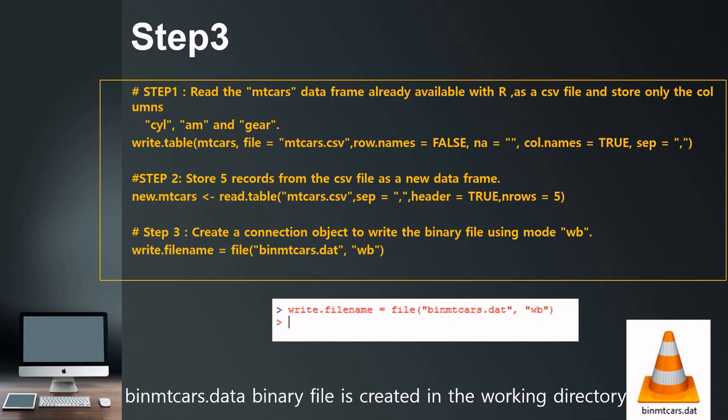So step 3, I am just writing the write file name file. So bin empty cars dot dat will be created, and W indicates write and B indicates the binary file. So one binary file will be created with the name bin empty cars dot dat in the current working directory. After execution of this, one binary file is created, and in my system the .dat is opened with VLC, so this is the reason this icon has been taken by default.